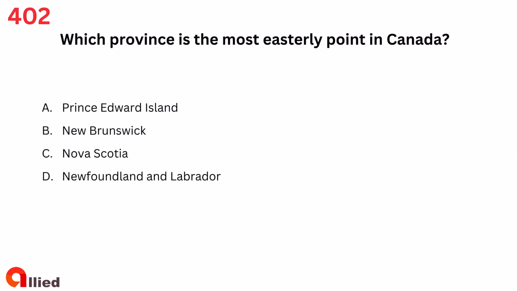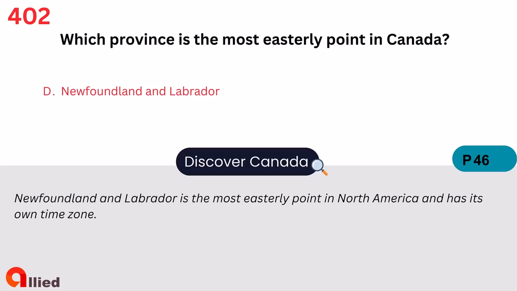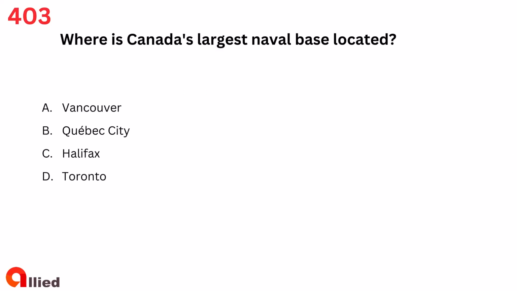Question 402. Which province is the most easterly point in Canada? A. Prince Edward Island. B. New Brunswick. C. Nova Scotia. D. Newfoundland and Labrador. The answer is D. Newfoundland and Labrador. Question 403.